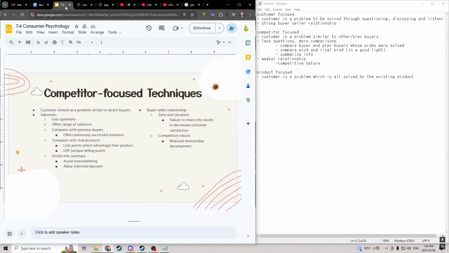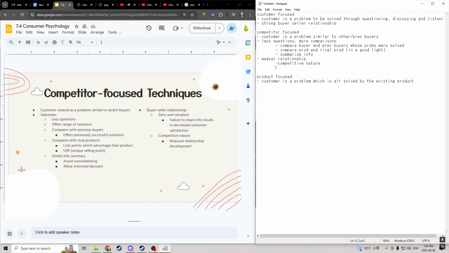Zero sum. How is this zero sum? I don't see how this is zero sum. That makes no sense, but yeah, is what it is. Competitive, yeah, but because of the competitive nature of it, it doesn't really foster a good thing. Say reduced development. Okay. Now we go on to product focused.